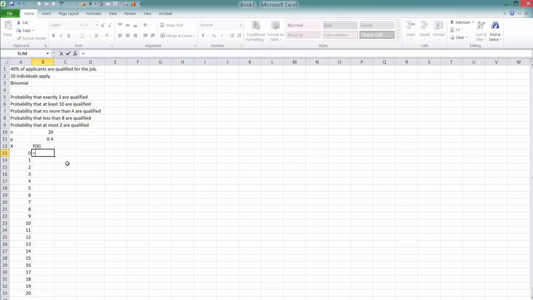Probability of x would be Binom.dist. The number would be this 0. Trials is this 20. I want to fix it, so when I copy it down, the cell doesn't change. Probability is 0.4. Again, I will fix the cell reference.